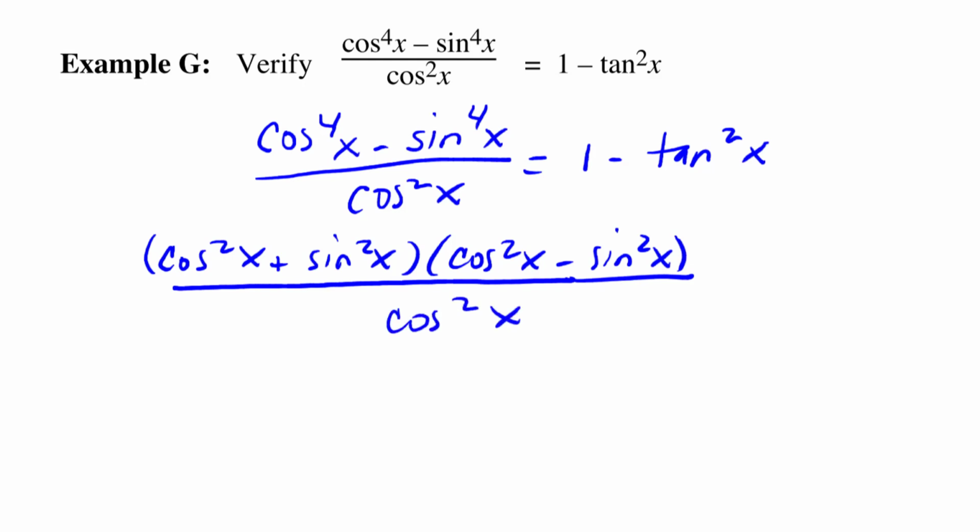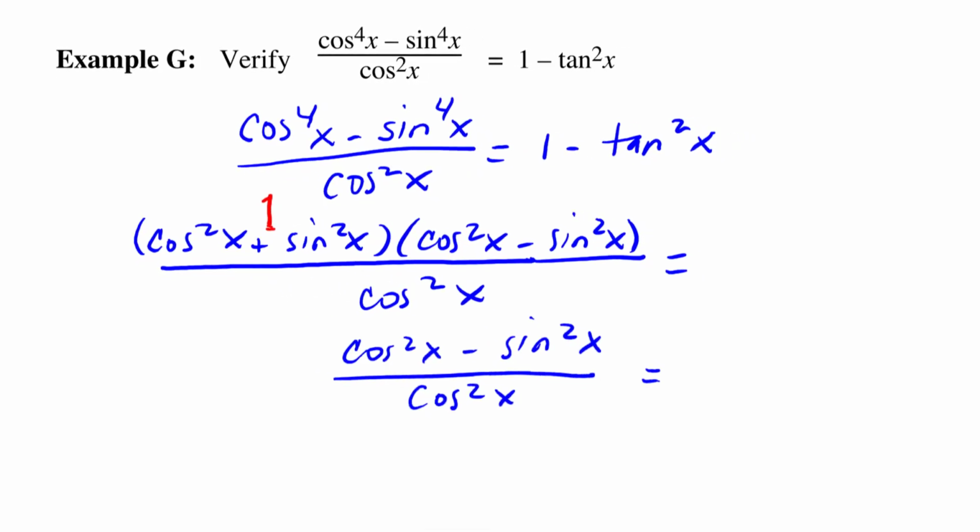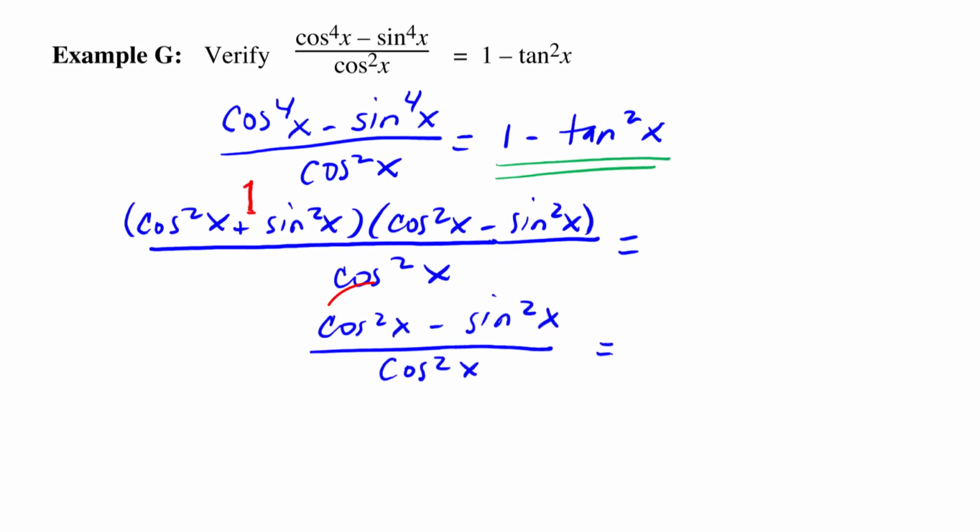Now where we see the Pythagorean theorem is in that first conjugate, the cosine squared x plus sine squared x. That equals 1. And we can use that immediately. It gets eliminated, and we get just cosine squared x minus sine squared x over cosine squared x. Now that numerator is not a Pythagorean identity. But take a look at where we're trying to get. We want to get to 1 minus tangent squared x.